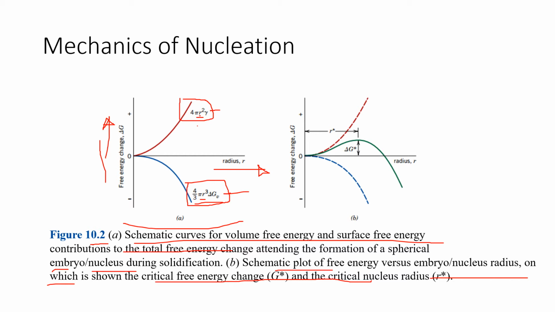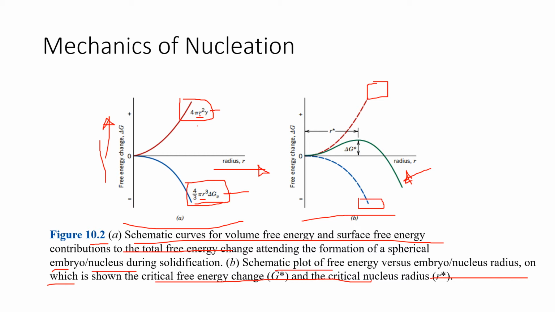The curve associated with the sum of both terms is 10.2b, the curve associated with both terms when they are combined. The dotted curves are the individual constituent contributions: over here this is pi r square gamma, and over here this one is the 4 by 3 pi r cube delta Gv. The green line is the combination of the two plots.